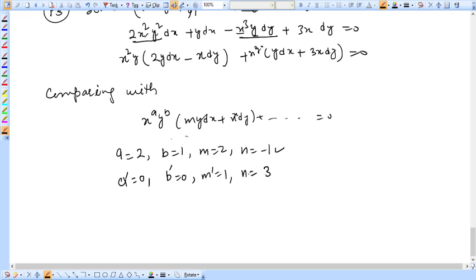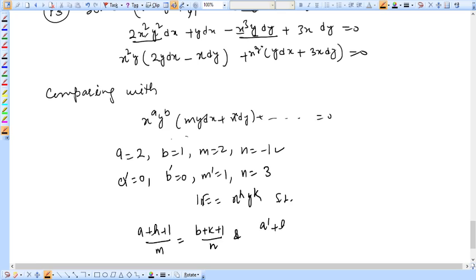Now we are going to find the integrating factor. In this form of equation, the integrating factor is equal to x raised to power h, y raised to power k, such that (a plus h plus 1) divided by M is equal to (b plus k plus 1) divided by N, and (a dash plus h plus 1) divided by M dash is equal to (b dash plus k plus 1) divided by N dash, right?